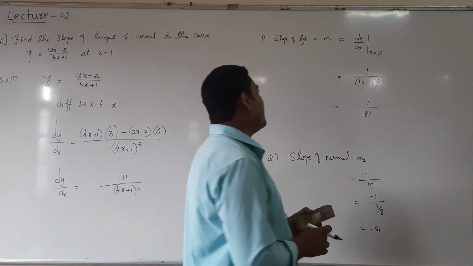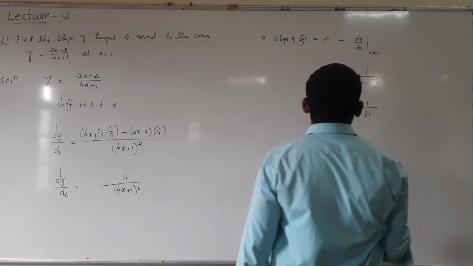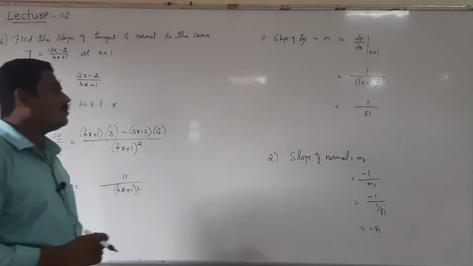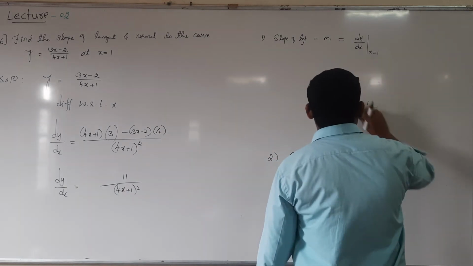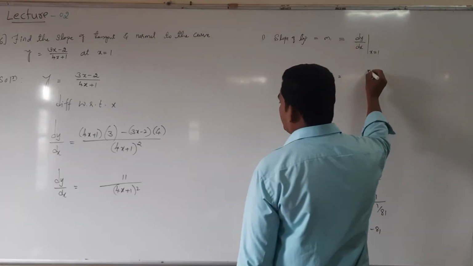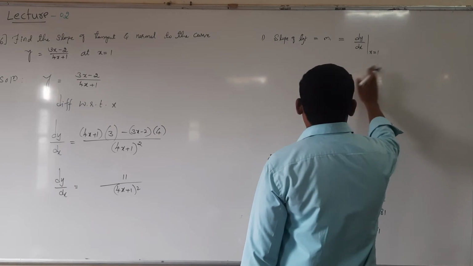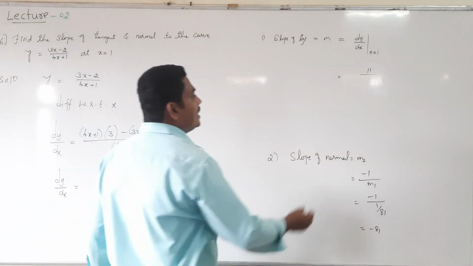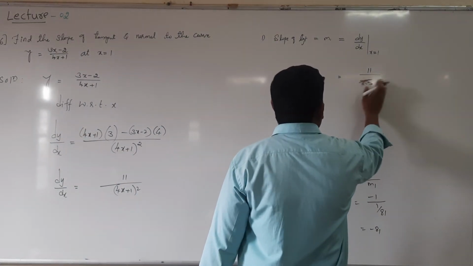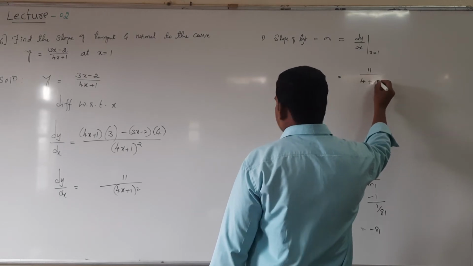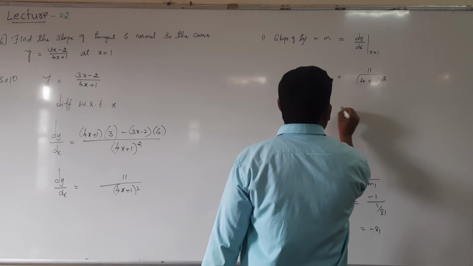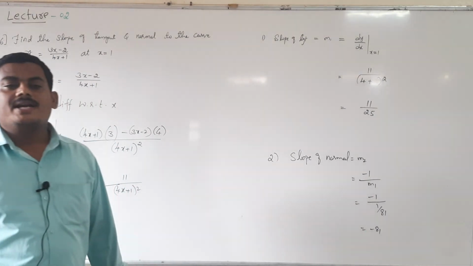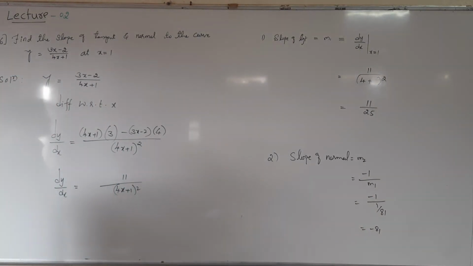After writing dy by dx, slope of the tangent line is equal to dy by dx at a given point. Means after differentiating, put x value 1, it gives 11 divided by, put x value 1 here, that is 25 only. Otherwise write one more step. (4 plus 1) whole square, that is 11 divided by 25. 11 divided by 25 is slope of the tangent line.